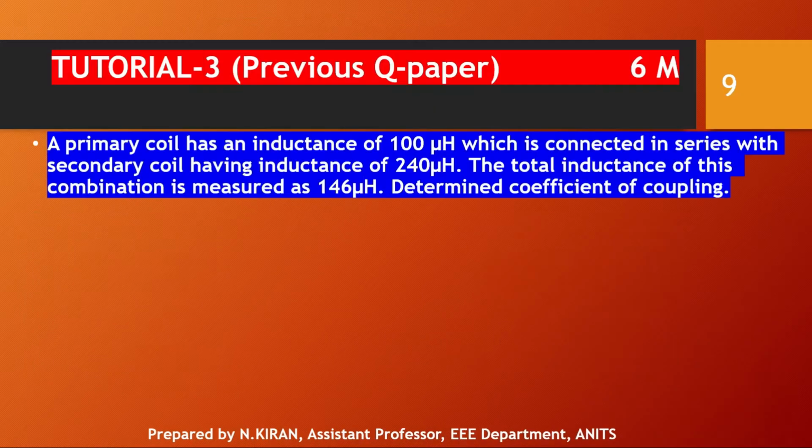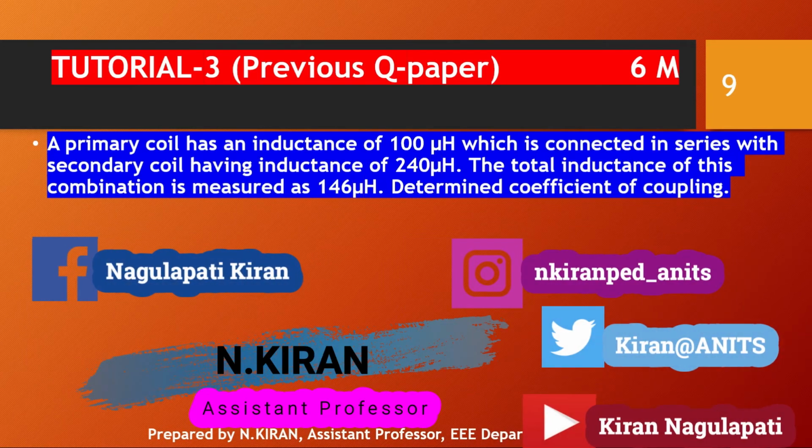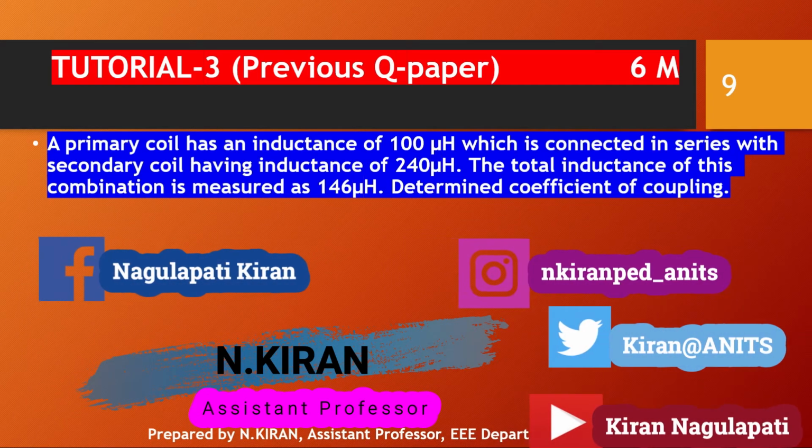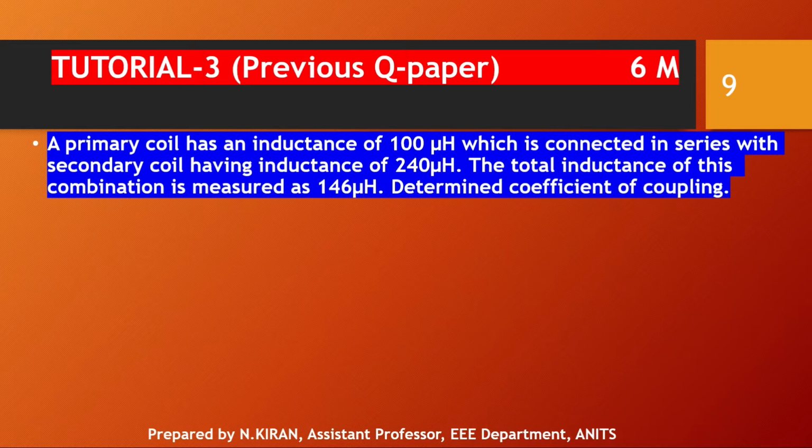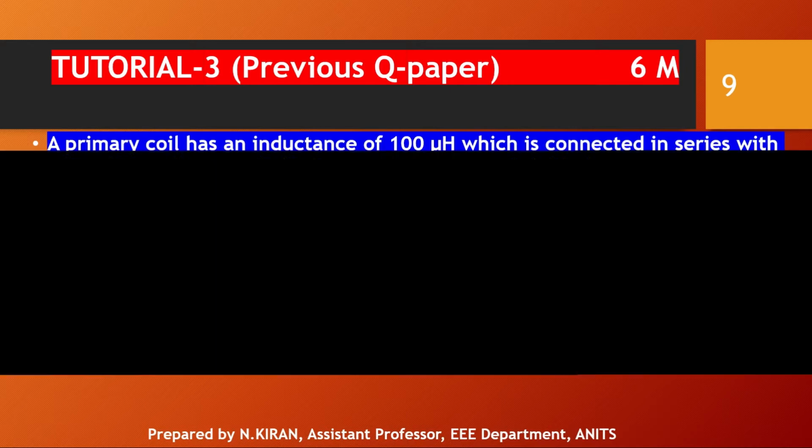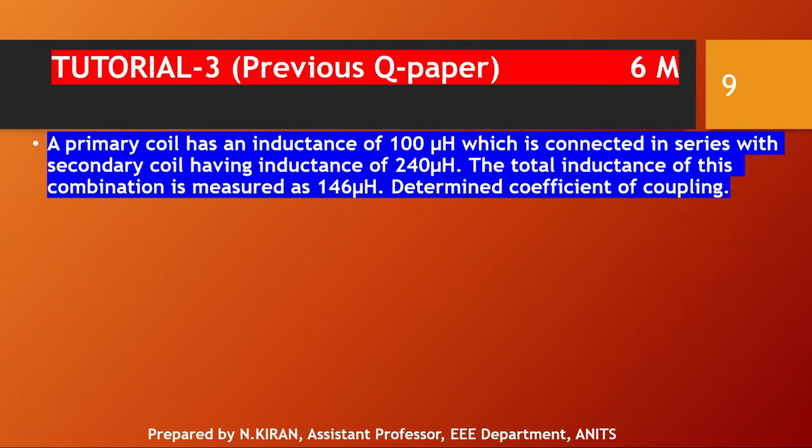The third sum: a primary coil has an inductance of 100 microhenry, which is connected in series with the secondary coil having inductance of 240 microhenry. The total inductance of this combination is given as 146 microhenry. It asks us to find the coefficient of coupling.